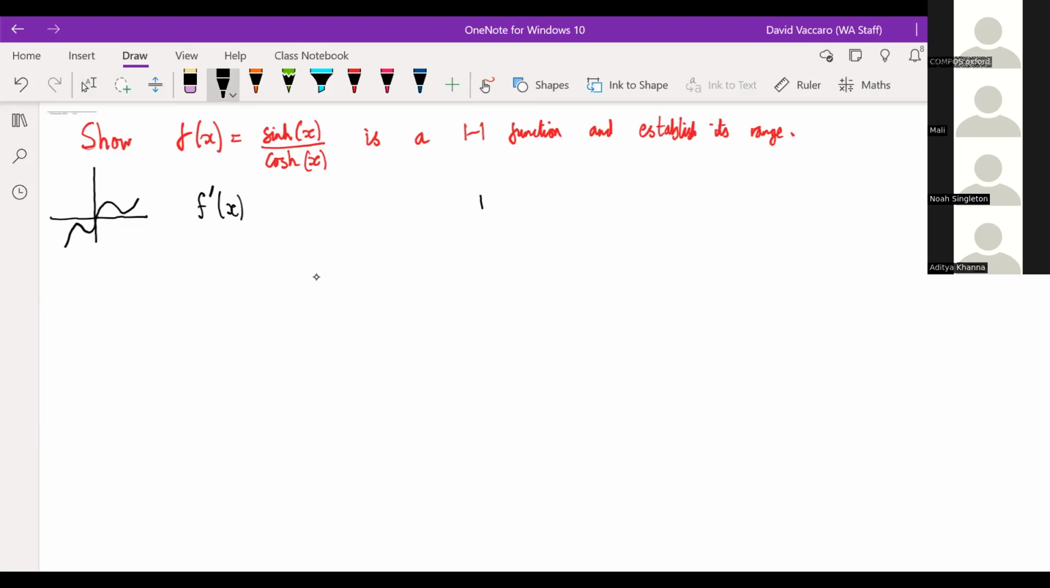This is a quotient. So u is equal to sinh x, v is equal to cosh x, and we need to find u dash and v dash. Now, just in case anyone is not familiar with these hyperbolic trig functions, sinh x as a definition is e to the x minus e to the minus x over 2, and cosh x is e to the x plus e to the minus x over 2.